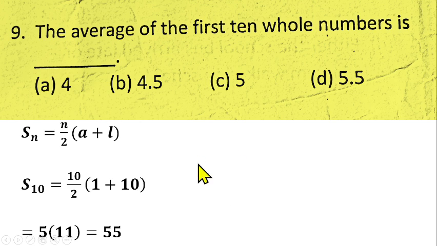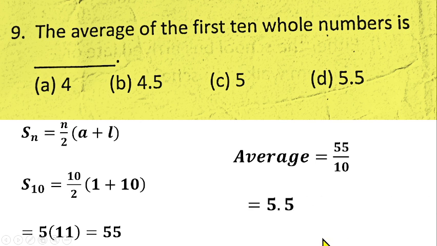So if you sum 1 to 10 together, that gives us 55, and we are looking for the average. The average will be 55 divided by 10, and that should give us 5.5, which is option D.